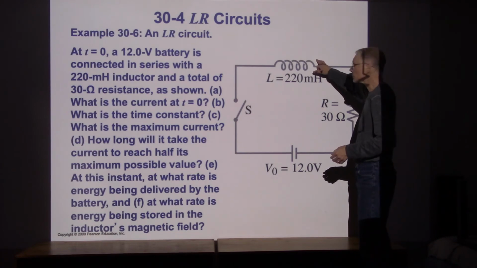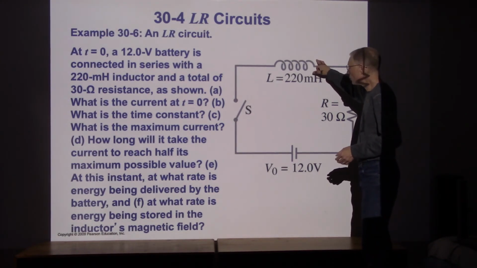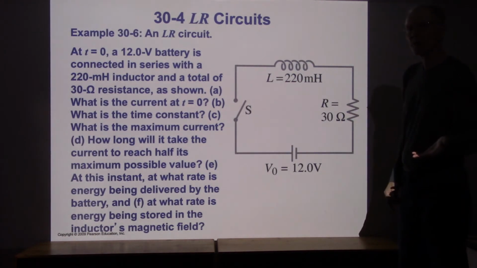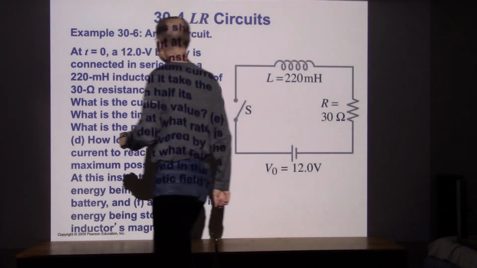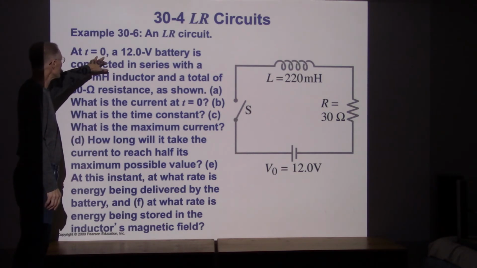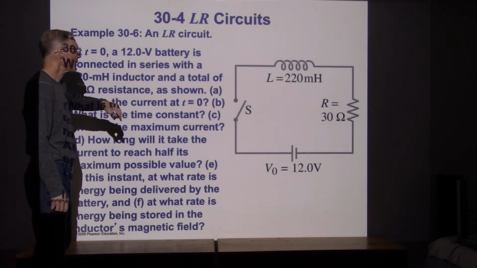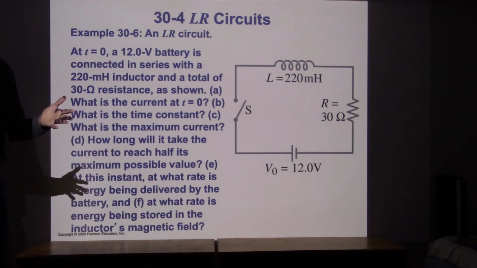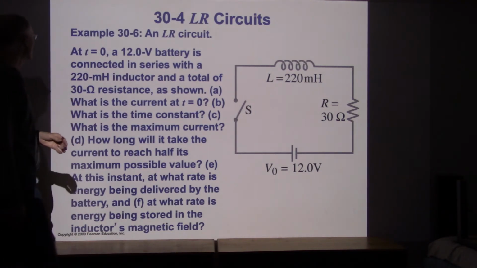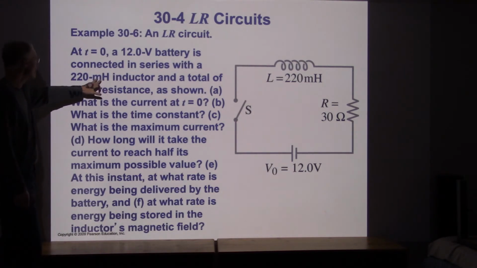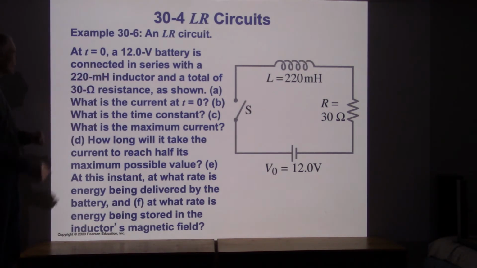There is inductance in the circuit, and so the current is going to increase asymptotically towards some final value. The numbers they've given us here, they're saying it a bit incorrectly. At t equals 0, we close the switch. So I think that's what they want to say. We build the circuit, but we leave an opening for the switch, and then at t equals 0, we close the switch. And what that does is it connects into our circuit a 220 millihenry inductor and a 30 ohm resistor. Well, the numbers are right there.